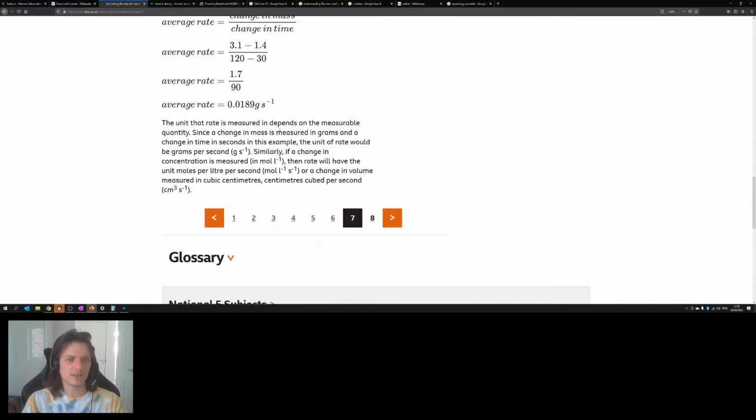The unit that the rate is measured in depends on the measurable quantity. Since a change in mass is measured in grams and a change in time in seconds in the example, the unit of rate would be grams per second. Similarly, if a change in concentration is measured in moles, then rate will have the unit moles per litre per second.